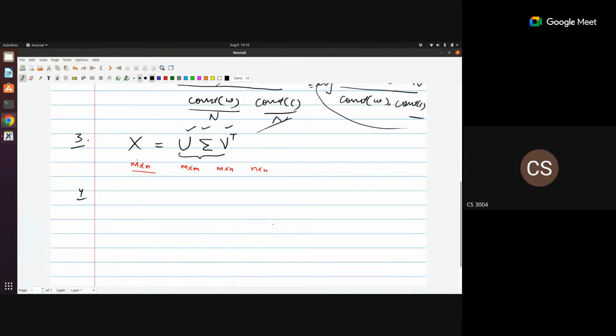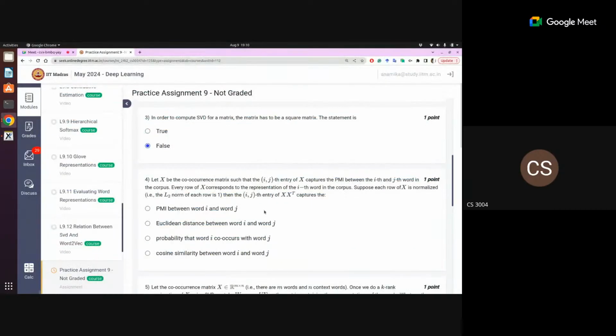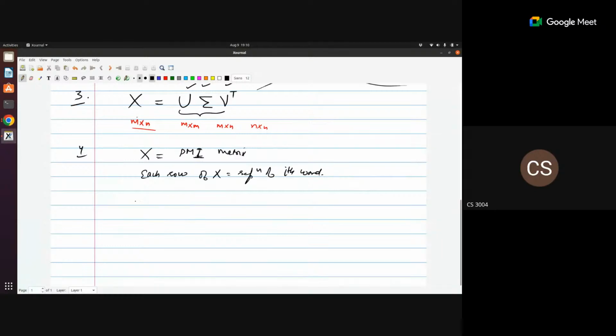Let's see. So what is X? X is basically the PMI matrix. Well, that doesn't matter. It could be a simple co-occurrence matrix, or it could be a PMI matrix. What we are given is that each row of X is a representation of the ith word. That's what we are given, right? What else? We are normalizing each row of X.